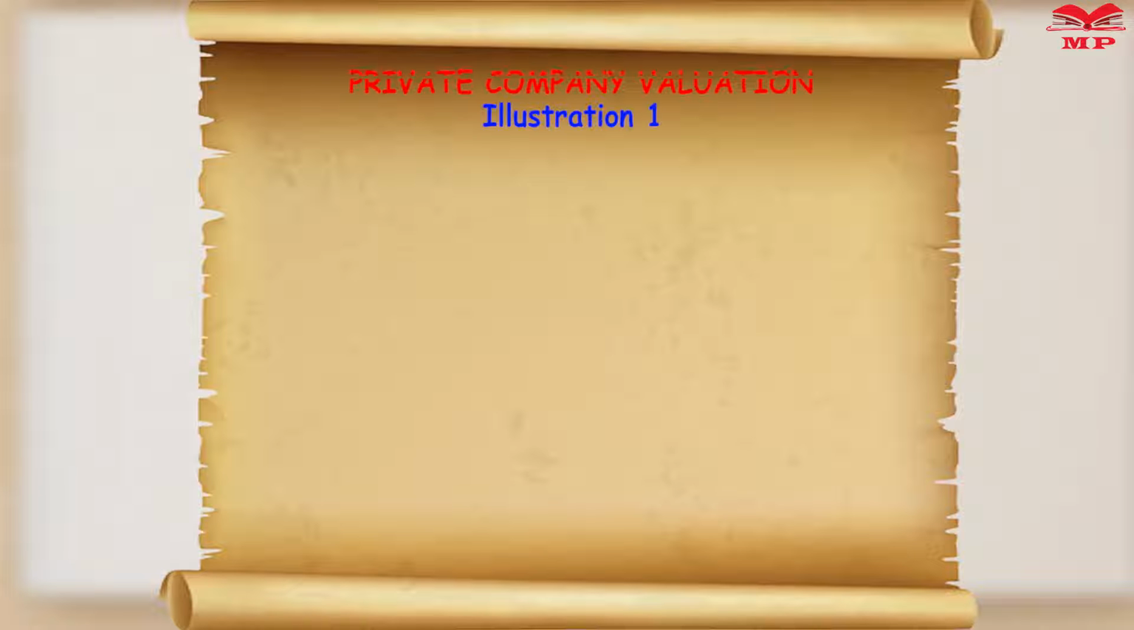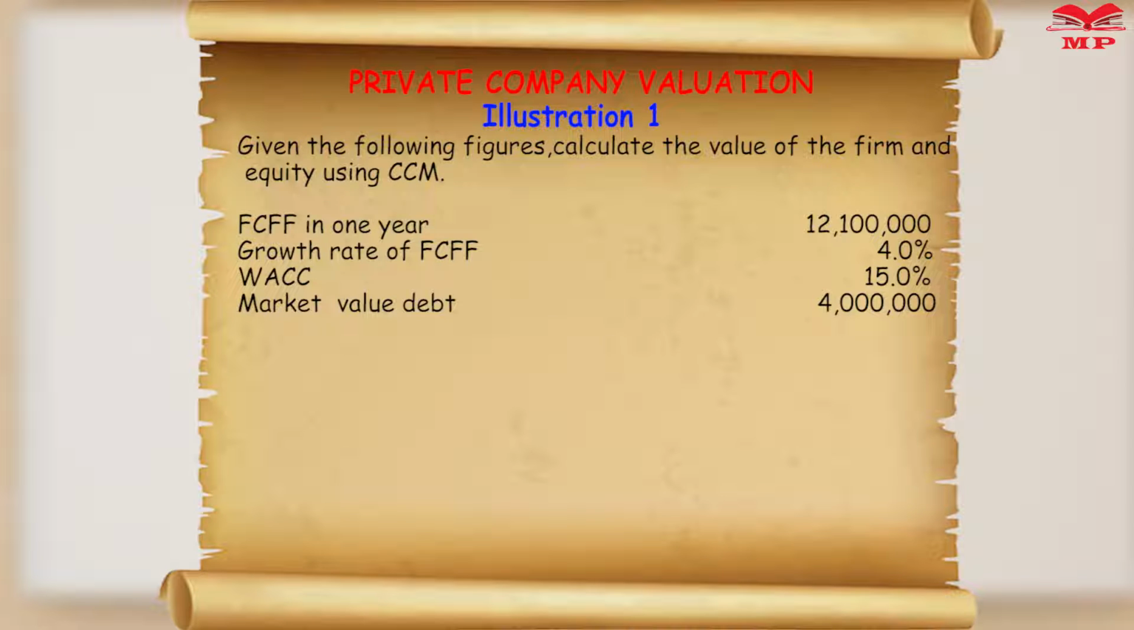Given the following figures, calculate the value of the firm and equity using the CCM. The CCM is the capitalized cash flow method. So we have the FCFF in year 1, 12,100,000. We have the growth rate in FCFF as 4%. The WACC is given to us as 15%. The market value of debt is given to us as 4 million.